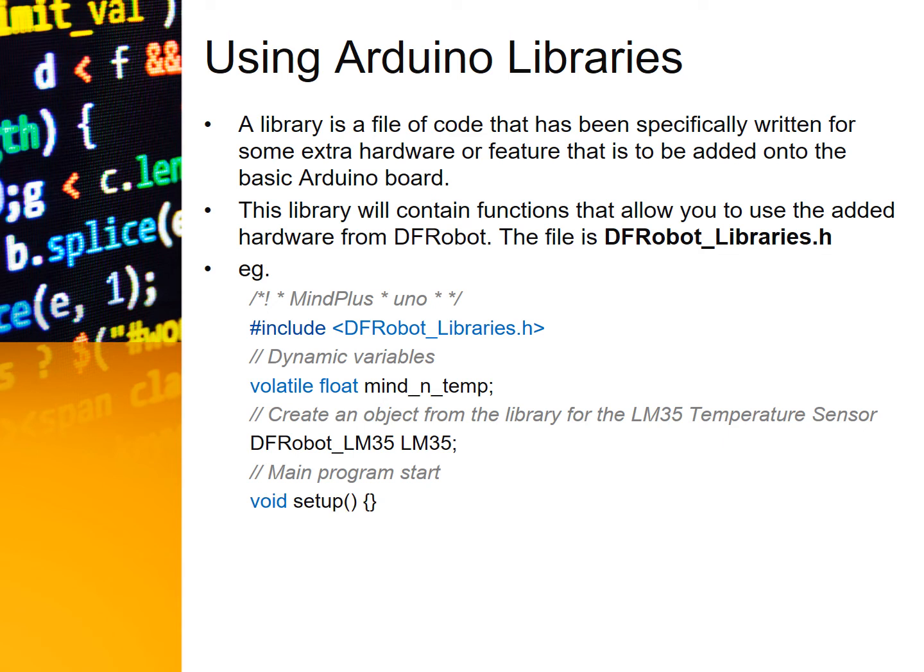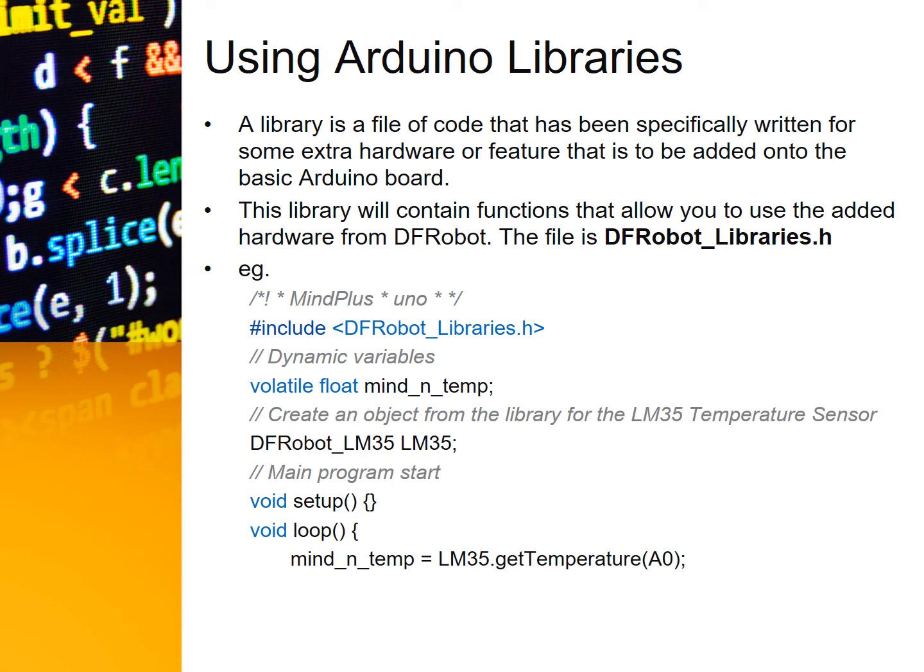Start the program, void setup, nothing to set up. Loop, mind_n_temp. Now temp is short for temperature. Mind+ variable has been set up as a number, and then we go to the actual LM35 temperature sensor, and you'll notice there's a dot there. Why is there a dot? Because it says, okay, I'm in the library and I'm looking up the LM35 instructions, and one of those functions in the LM35 library is get temperature.